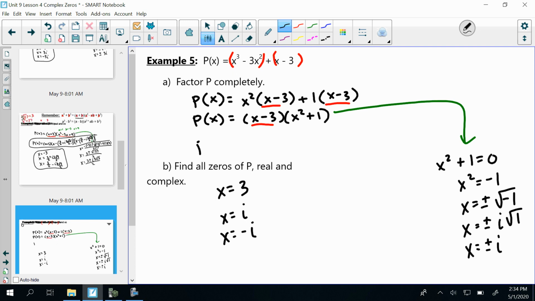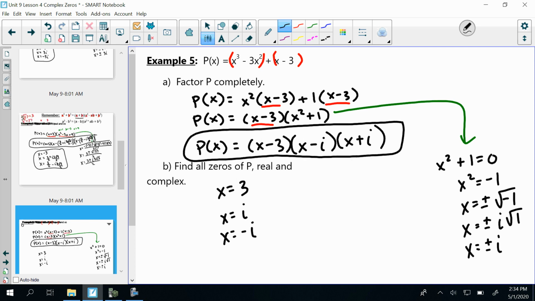So our factors on this one end up being x minus 3, x minus i, and x plus i. That would be the factored form of these three zeros.